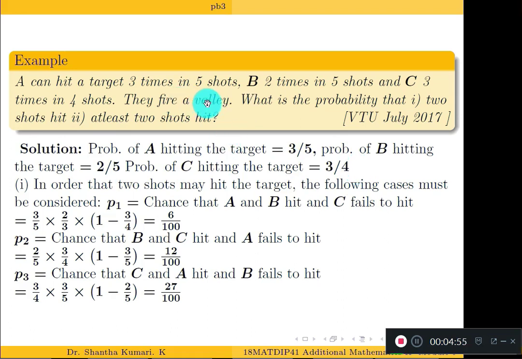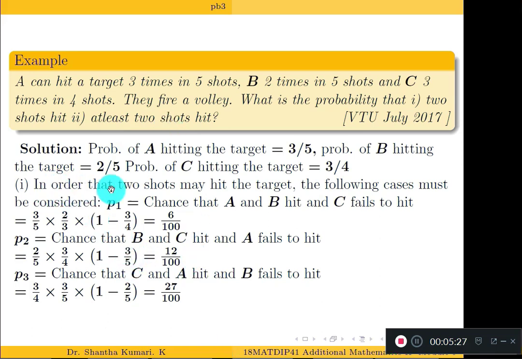Now what is the question? They fire a volley. What is the probability that 2 shots hit? 2 shots hit means exactly 2 shots hit. That's the meaning. Out of 3 persons, exactly 2 of them hit the target. And at least 2 shots hit. At least 1 means A union B union C, but here at least 2. Least number of shots is 2. So it is 2 or more than 2. That's the meaning. Now write the notation first.